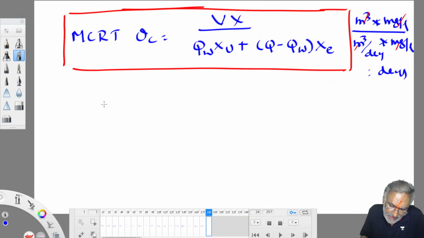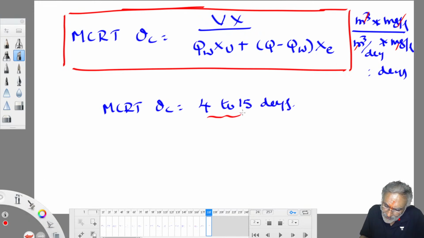Normally the mean cell residence time, the average life of microorganisms in the process, varies anywhere between 4 to 15 days. They live and do the job perfectly for 15 days. Like the average life of a human being is 60 years, it doesn't mean all will die at exactly 60 years. Some will survive beyond, some will die before. I am talking about average life. In the same way, 4 to 15 days is the average life of microorganisms. Some may survive beyond 15 days, some may die before 4 days.